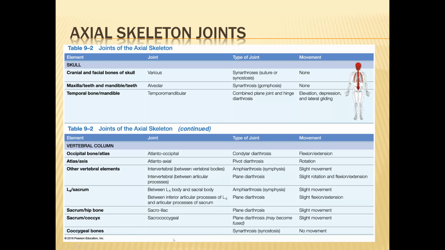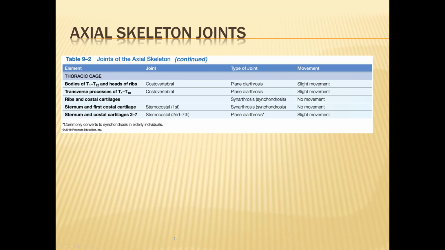And then if we look at the thoracic cage, or the ribs, remember, if you connect the bodies of the vertebrae to the heads of the ribs, that's a plane type joint. We call those the costovertebral or vertebral costal joints. You also have joints between the transverse processes and the ribs, same thing. Then where the ribs connect to cartilage, that's a synchondrosis. So again, that's a joint that doesn't move. But we talked about those different types of synarthroses at the very beginning of the chapter.